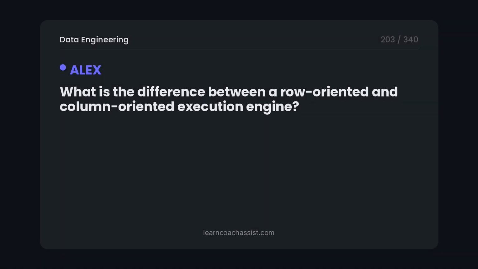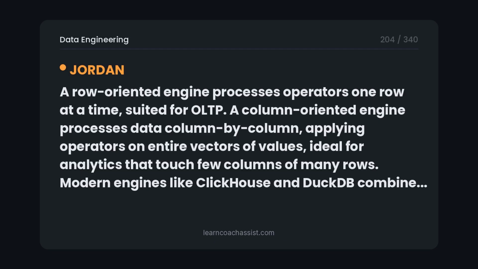What is the difference between a row-oriented and column-oriented execution engine? A row-oriented engine processes operators one row at a time, suited for OLTP. A column-oriented engine processes data column by column, applying operators on entire vectors of values, ideal for analytics that touch few columns of many rows. Modern engines like ClickHouse and DuckDB combine vectorized execution with columnar storage for high performance.